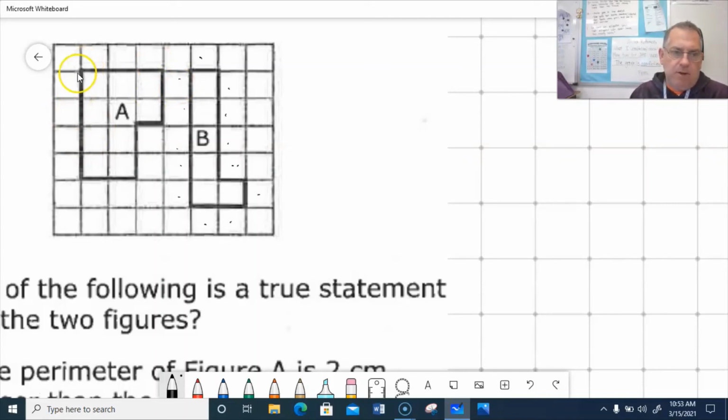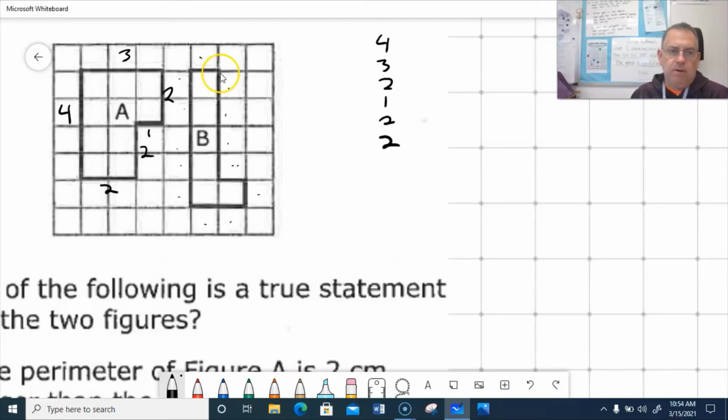So this side right over here looks like it is 1, 2, 3, 4. So I'm going to label that 4 units. The length of this side is 3 units. The length of this side is 2 units. The length of this side right here is 1 unit. The length of that side is 2 units. And the length of that side is 2 units. So we'll go ahead and add that up. That is 4 plus 3 plus 2 plus 1 plus 2 plus 2.